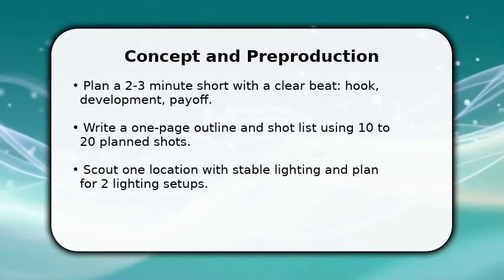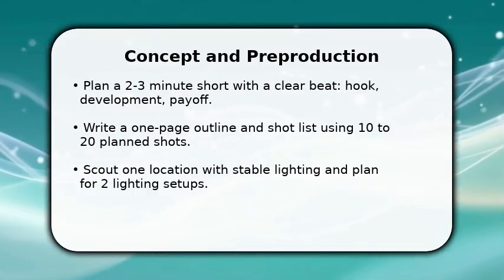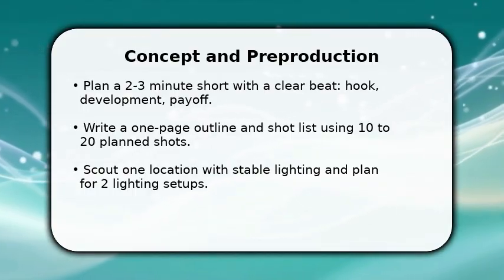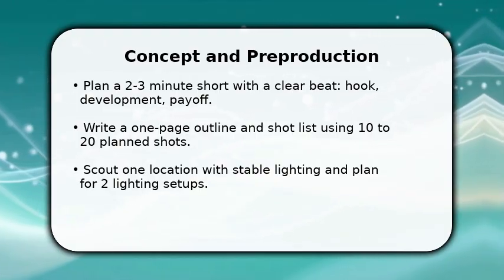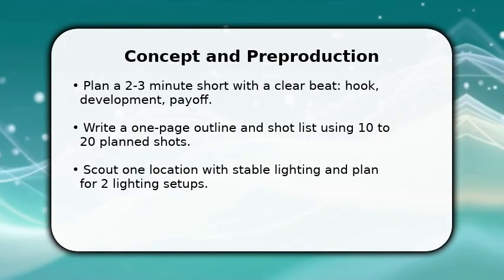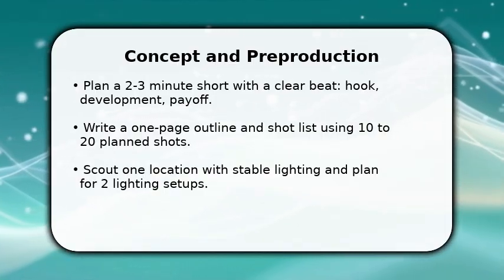Start by defining a short story that fits a Zack D film style. Strong visual hook, concise arc, clear payoff. Aim for 2 to 3 minute runtime. Write a one-page outline and build a shot list of 10 to 20 shots prioritized by narrative importance.